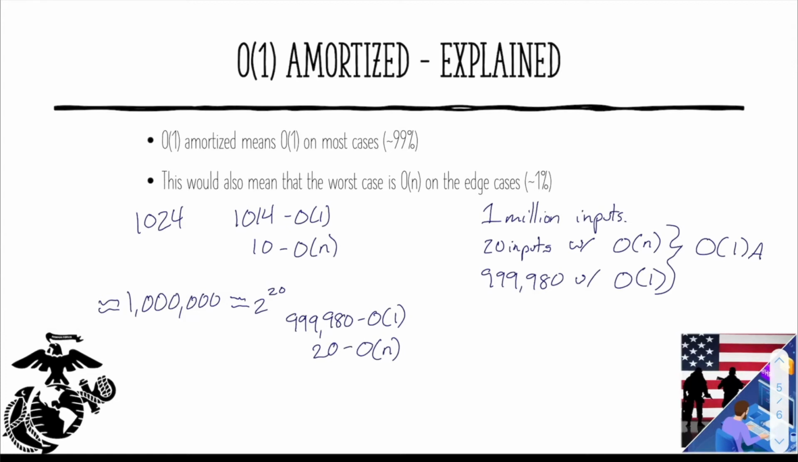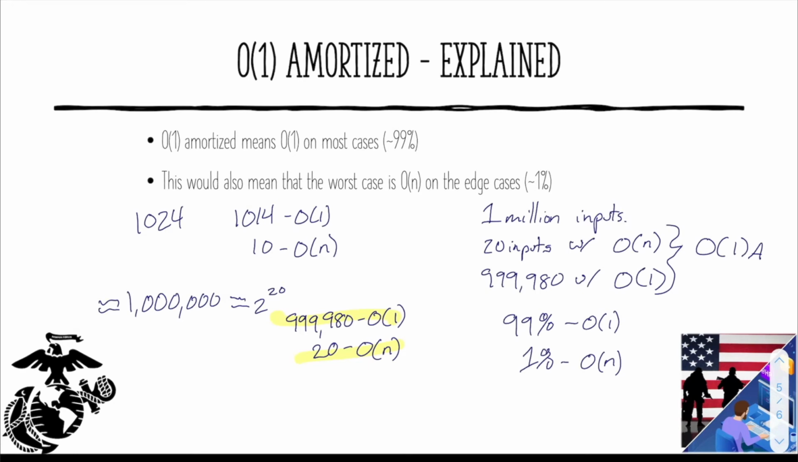Now, I know that when we talk big O notation, we always want to talk about worst case scenario. This is the exception. The reason is 99% of the time, we are going to get a solution that is an O of 1 speed, and then 1% of the time, we are going to get a solution that is an O of n speed. That 1% of the time is even less than 1%, as we're seeing right here. So that is O of 1 amortized.